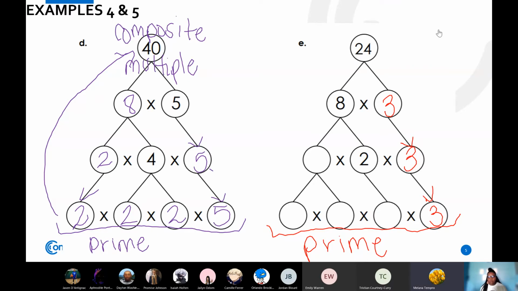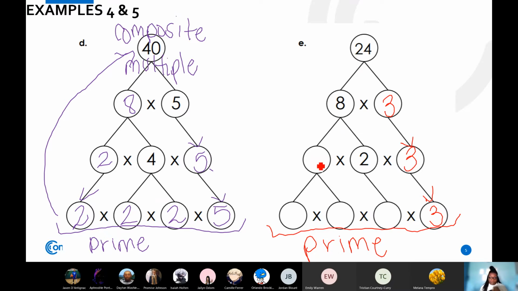A prime number is a number that can be multiplied with anything else. Right. Only one in itself. The only factors it has are 1 and the number itself. So 3 is a prime number because it only has 2 factors, 1 and 3. Okay. 8 is a composite number.